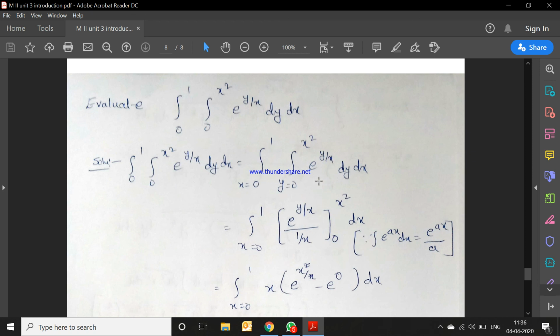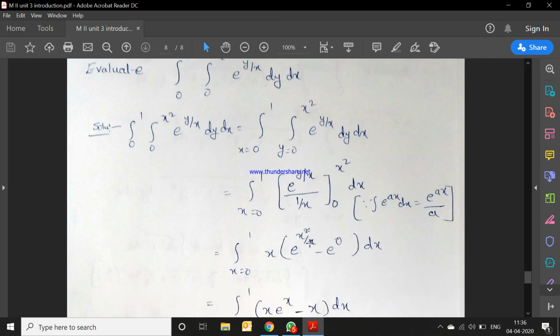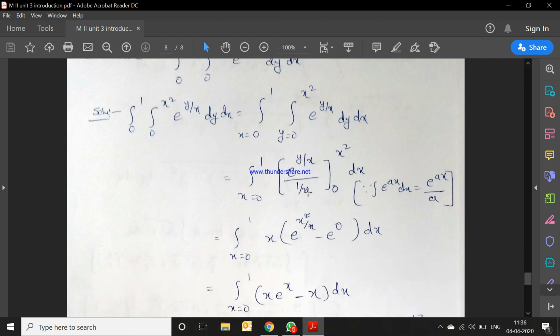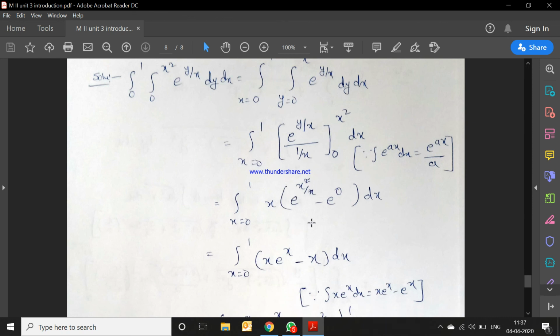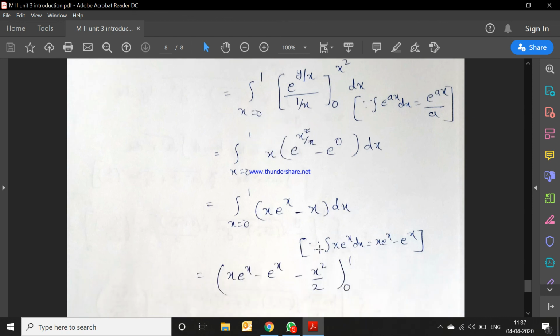All of you know the integration for e power ax is e power ax by a. So here we integrate with respect to first y, so 1 by x is constant here, so e power y by x integration is e power y by x by derivative of y by x, which is 1 by x. We can write it, and 1 by x is constant here, write reciprocal x into e power, we are substituting the limits for y, x square by x, and lower limit is 0. You should substitute the 0 also because e power 0 value is 1, so we get x e power x minus x dx. Again we have to integrate with respect to x.